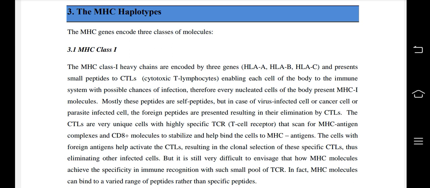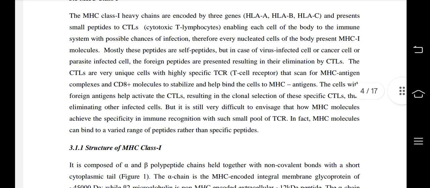The CTLs are very unique cells with a highly specific TCR, T cell receptor, that scans for MHC antigen complexes, and CD8 plus molecules stabilize them and help bind the cells to MHC antigens. The cells with foreign antigens help activate the CTLs, resulting in the clonal selection of these specific CTLs, thus eliminating other infected cells. But it is still very difficult to envisage how MHC molecules achieve specificity in immune recognition with such a small pool of TCR. In fact, MHC molecules can bind to a varied range of peptides rather than specific peptides.